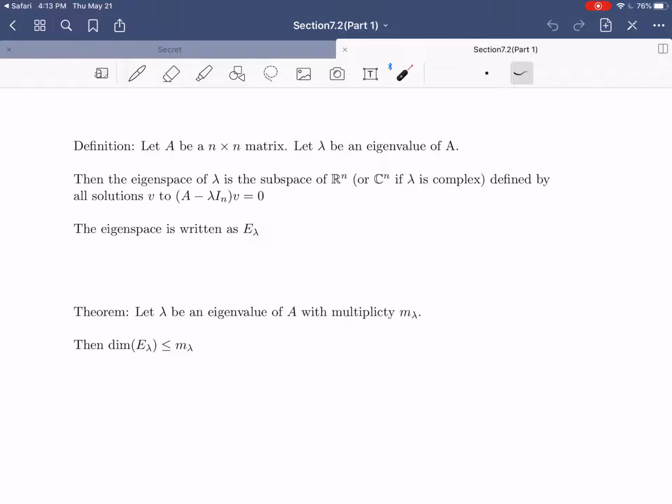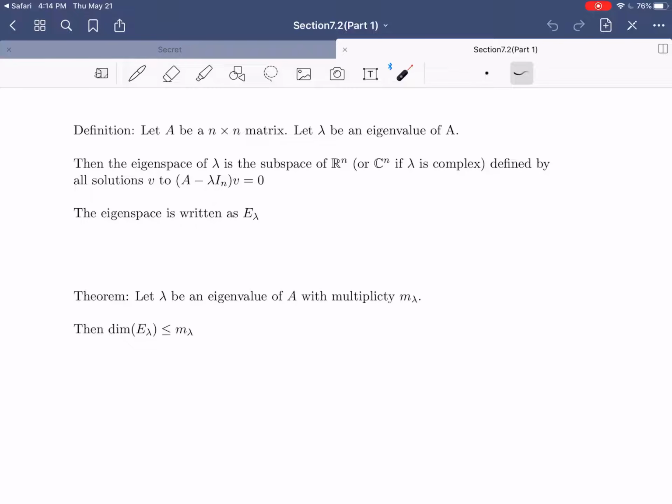A sort of important theorem that ties together some of the concepts we introduced in the previous video and some of the things we've discussed whenever talking about subspaces is the following. So we're going to let lambda be an eigenvalue of A with multiplicity m sub lambda. So we have some eigenvalue and we have its multiplicity. Remember, the multiplicity is simply how many times that root appears as a solution to the corresponding characteristic polynomial. In other words, it's basically how many times that root is repeated as a solution to the corresponding polynomial equation.